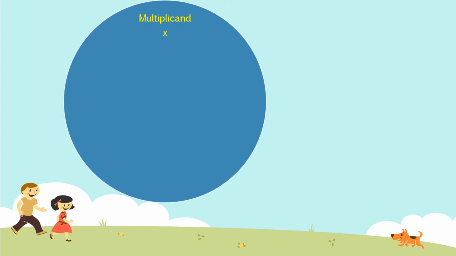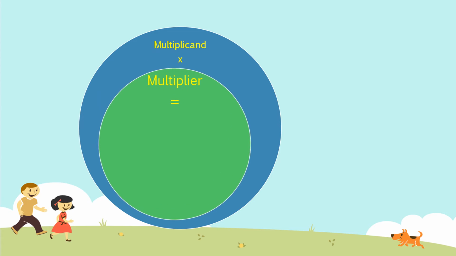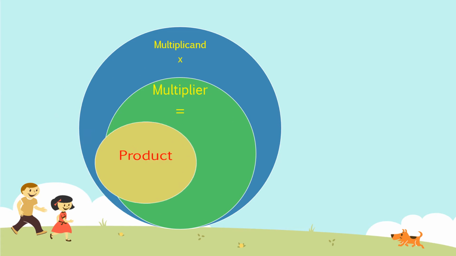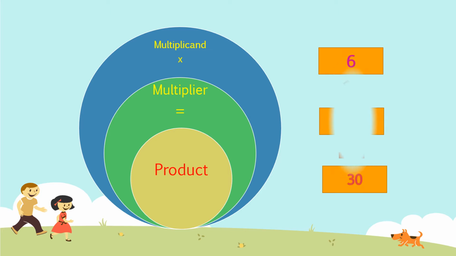In multiplication, we have multiplicand, which is multiplied by the multiplier, which gives you the result, which is the product. Now here, if you see, you have 6 multiplied by 5, which gives you 30. Here, the multiplicand means the number to be multiplied. Multiplier means the number by which it is multiplied. And the product is the answer or the result. So 6 multiplied by 5, here the product is 30.